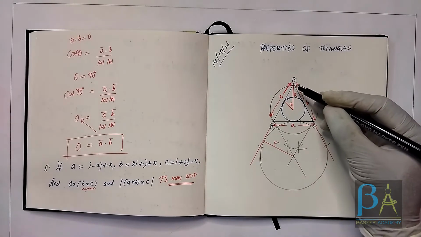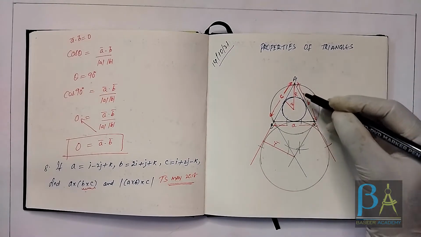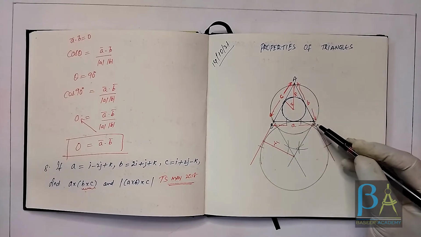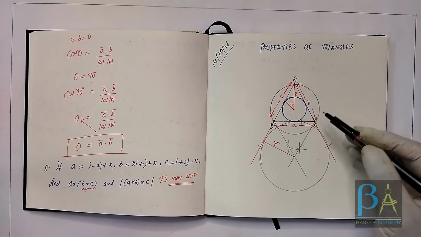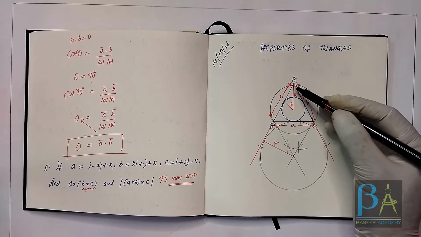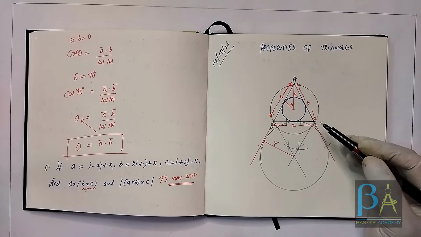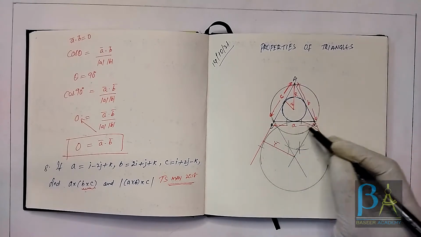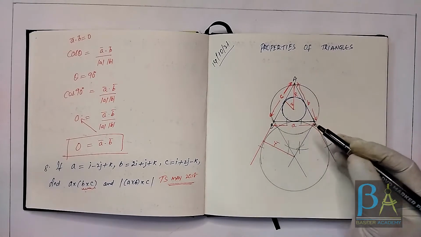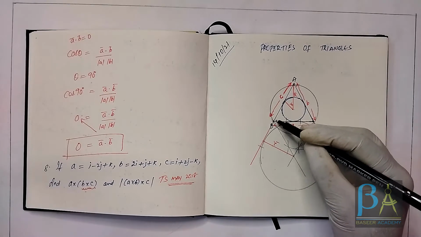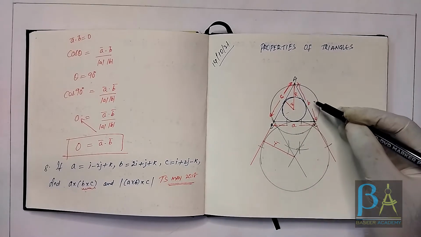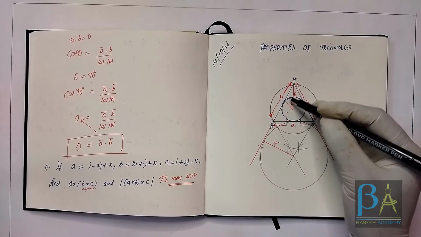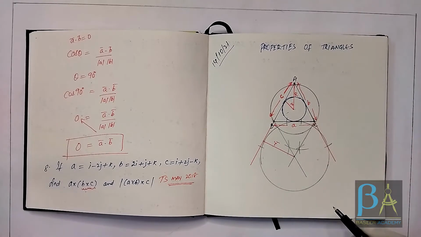In this video, we'll start learning properties of triangles from intermediate first year mathematics. I have drawn a triangle ABC here. Obviously, A, B and C are the vertices of this triangle, and this triangle has three angles, angle A, angle B, angle C. The side opposite to angle A, which is BC, we denote by small a, the side opposite to angle B, which is AC, we denote by small b, and the side opposite to angle C, which is AB, we denote by small c.